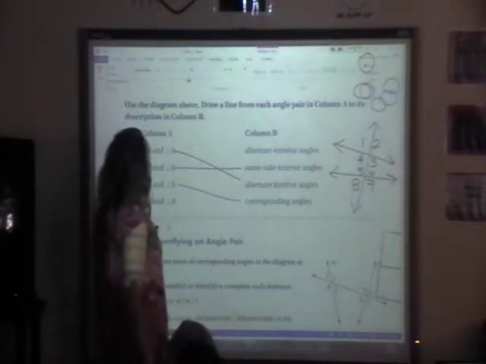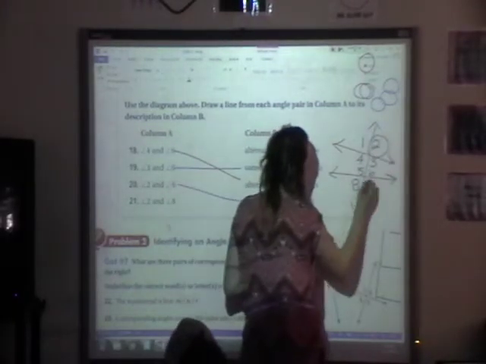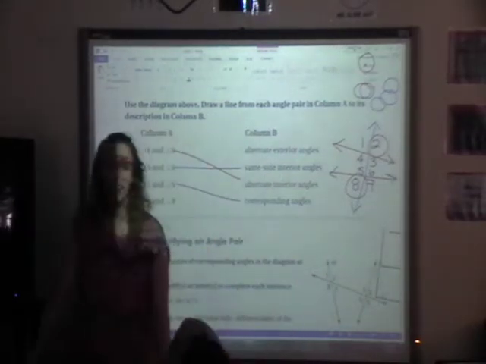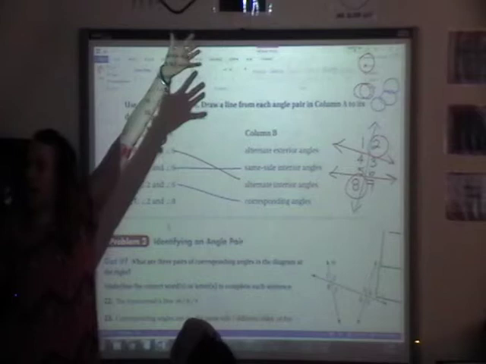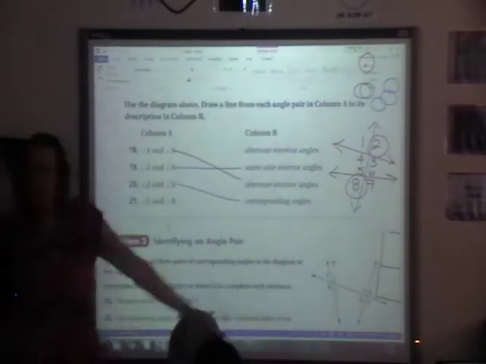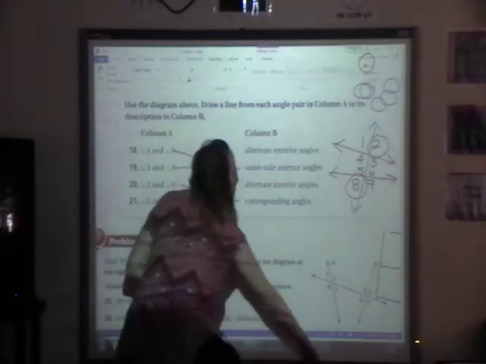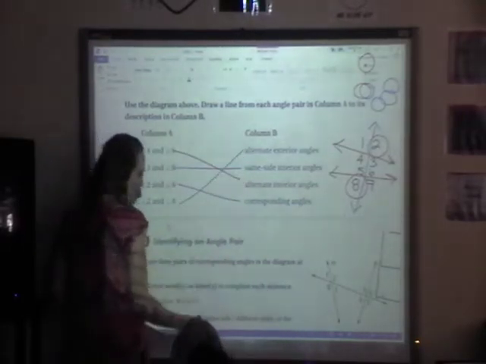The circus. 2 and 8. Are they inside or outside? They're outside. And are they opposite? Yes. Perfect. So they are going to be your alternate exterior.